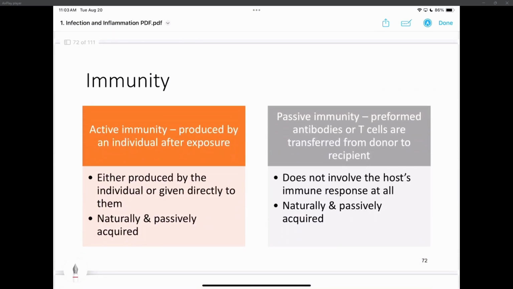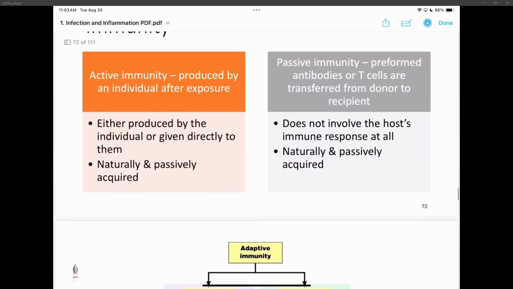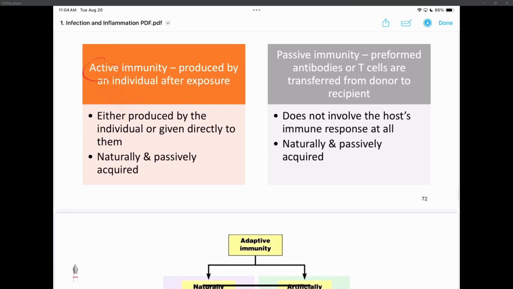We can also gain immunity actively, produced by the individual or given to them directly. And these are naturally and passively acquired. Then we also have passive immunity, and these are preformed antibodies or T cells given from the donor to the recipient. So we're actually giving you the antibodies now.